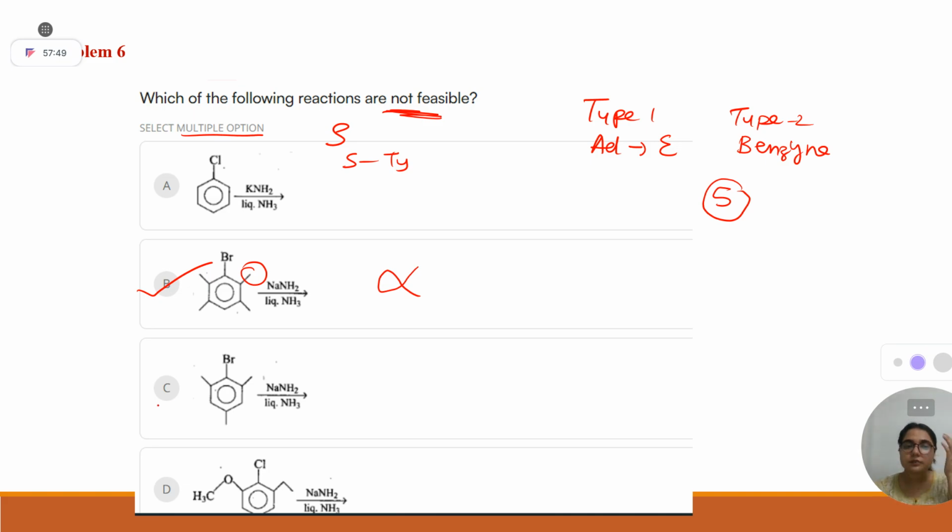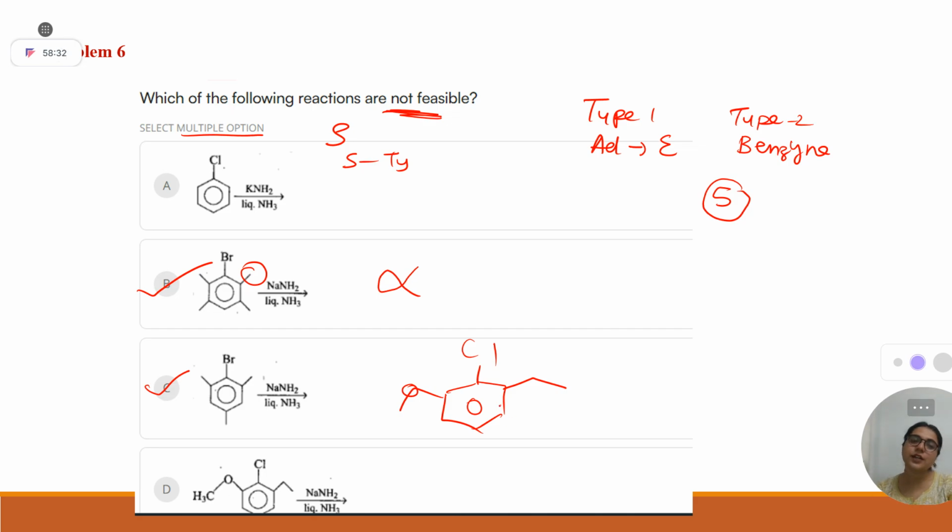Option number C, is it correct? Yes, ma'am, it is also correct. Why? Because again, it is not having adjacent protons. Option number D, it is not feasible. Yes, ma'am, the lower part is not feasible. Okay, okay. This is like this, OCH3. Now tell me.